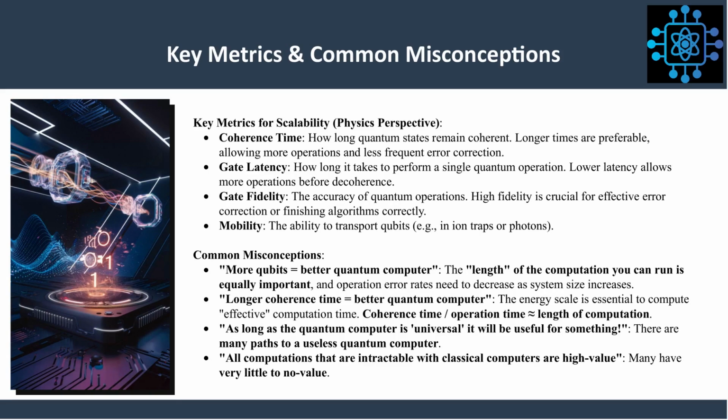Key metrics for quantum scalability include coherence time, gate latency, gate fidelity, and qubit mobility. Longer coherence times and lower gate latency enhance performance, while high gate fidelity ensures accuracy. Common misconceptions include equating more qubits with better performance and assuming all universal quantum computers are inherently useful. Effective computation time and error rates are crucial considerations.